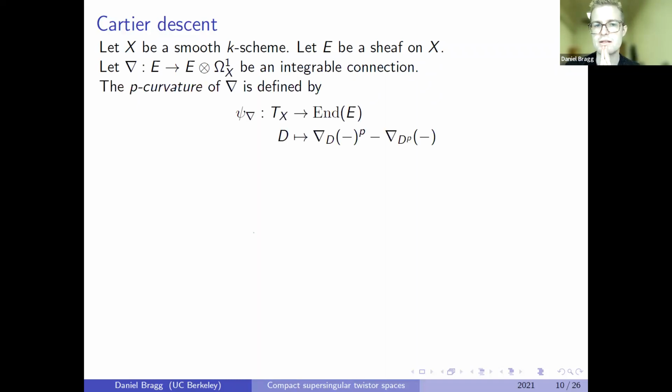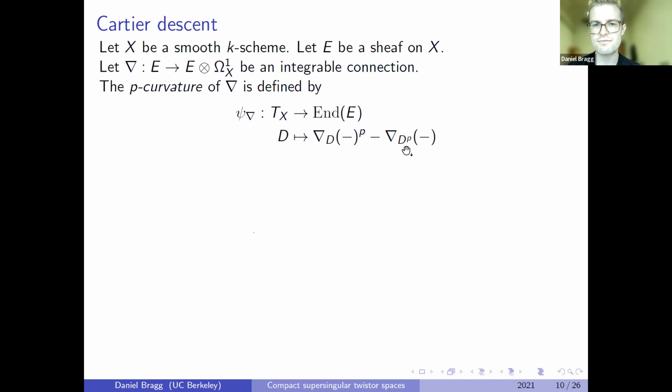In characteristic P, there's something called the P curvature, which is defined by this formula. Here, I think the key thing to notice is that D to the P, that's in the bottom right of this definition, D to the P is the P iterate of D, D being a derivation of the structure sheaf of X. And the special fact about being characteristic P is that the P iterate of a derivation is again a derivation. So it makes sense to take nabla, so D to the P.